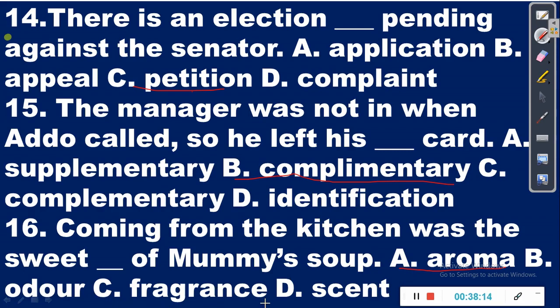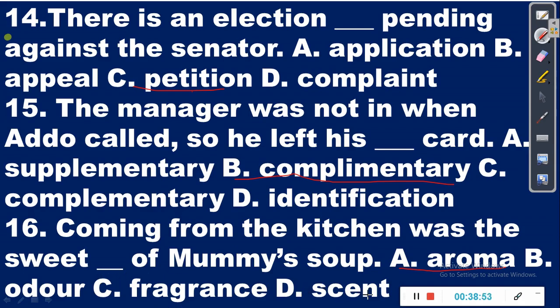Then C is fragrance. Fragrance is a pleasant, sweet smell, but this applies to things like herbs, flowers, oils, and so on. So fragrance is closely related to aroma, but aroma applies more to the meal, the dish, all right? The aroma of mommy's soup. But you can talk of the fragrance of flowers, herbs, oils, and all that. They are related, but aroma is more appropriate in this context.